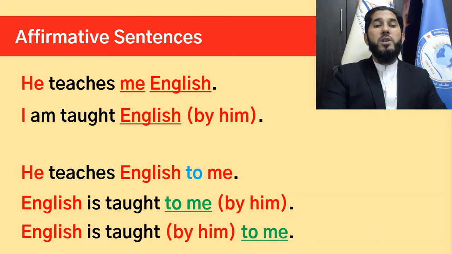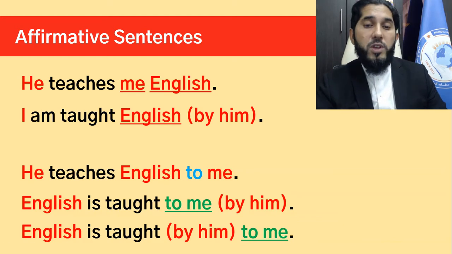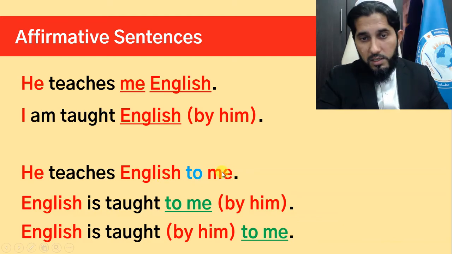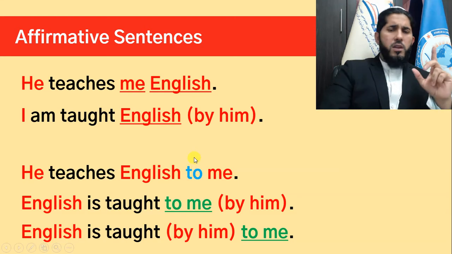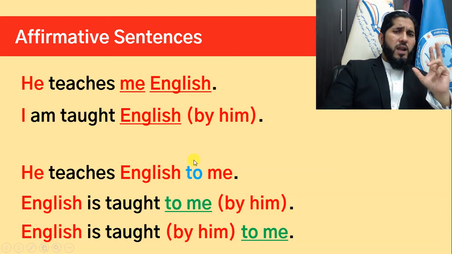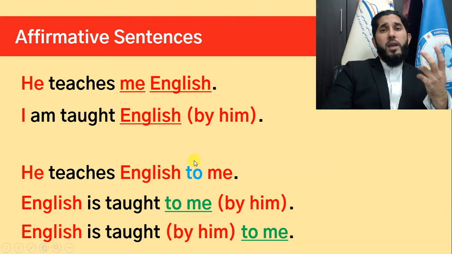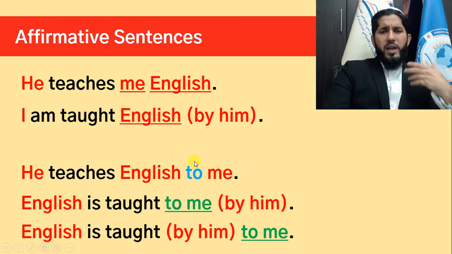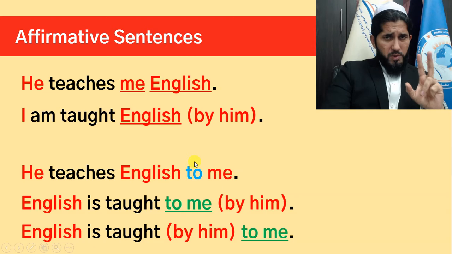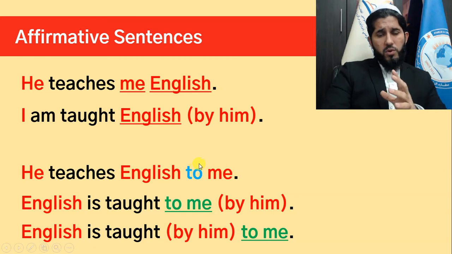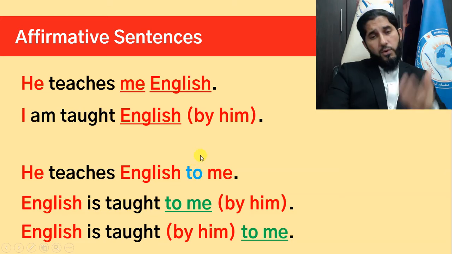So in that case, we need a preposition between these two objects. English, me, so we need a preposition. And usually there are two prepositions, don't forget that, like to and for. I will explain that later, but I'm just saying, most commonly there are two prepositions, to and for, with some double transitive verbs. With some of them the preposition to is used, with some of them for is used.